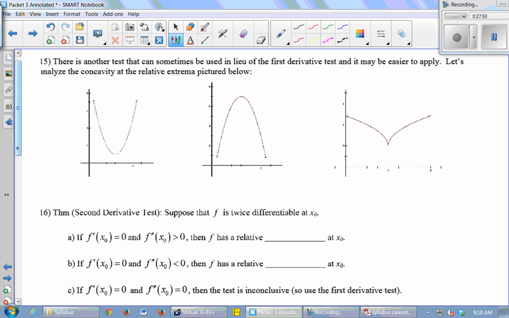All right, so there actually is another test that can sometimes be used instead of the first derivative test, which is what we just did with the big sign chart. Sometimes it's easier to apply, sometimes it's not. So you have to decide which one you want to use. We want to analyze the concavity at each relative extrema. So in this case, we have a min. What is the concavity of the graph at that point? Up.